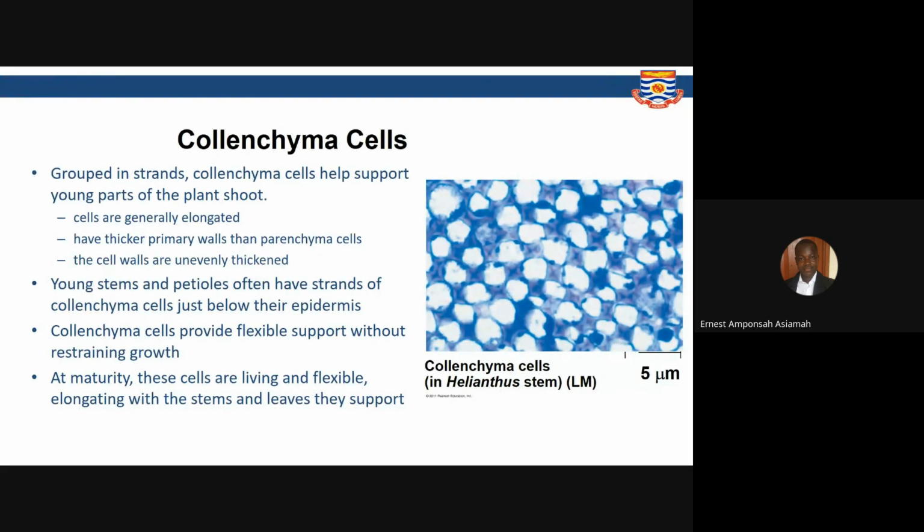Now, at maturity, the collenchyma cells are living and flexible, and they elongate with the stems and leaves that they support, so that they can reach all the various parts of the plant.